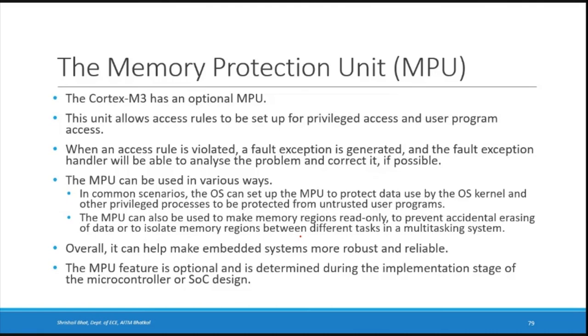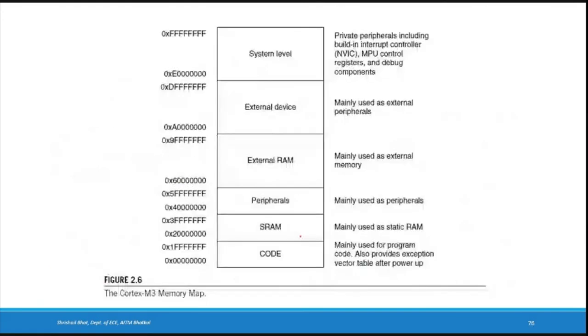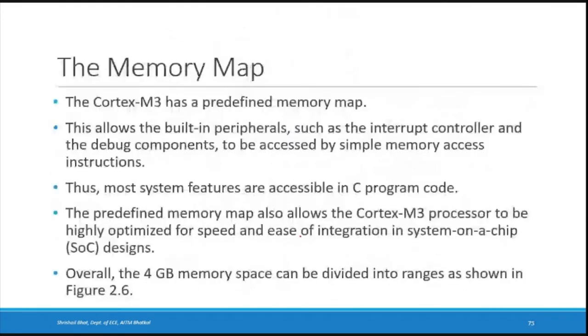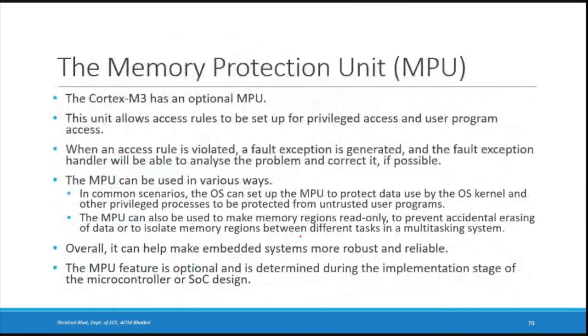Right, so today we have seen some more components or different units in the architecture. We have seen the operation modes, thread mode and handler mode, and privileged level and user level. We have also seen the memory map, the bus interface, and the memory protection unit.